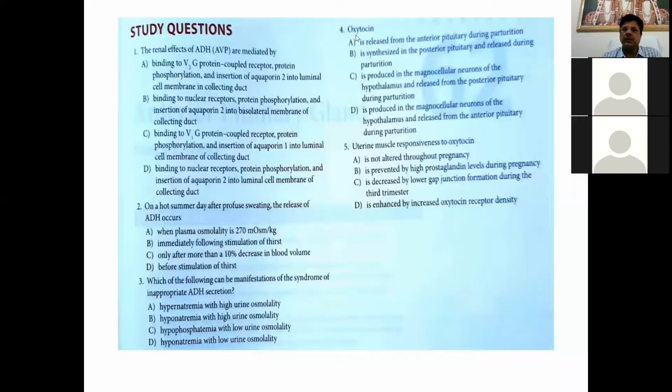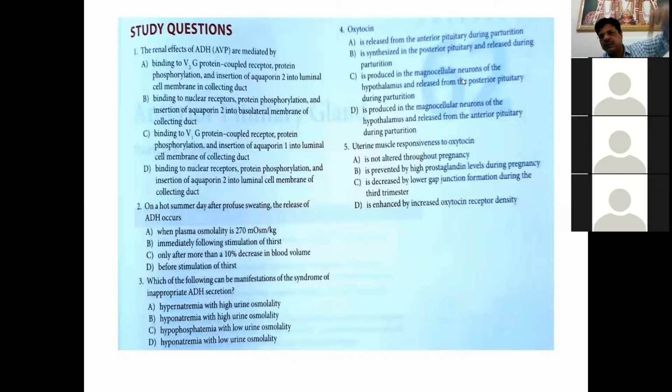The correct one is it is produced in the magnocellular neurons of the hypothalamus, where the cell body of these magnocellular neurons is present. Supraoptic and paraventricular. And it is synthesized there. And how is it going to the posterior pituitary? What is the process by which it is traveling? Axoplasmic flow. So there is an axoplasmic flow, and then it reaches the ending.